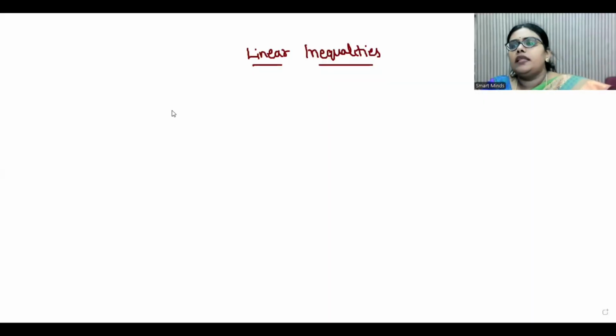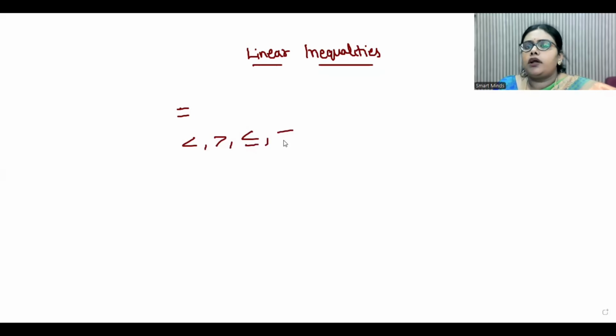Let us cover linear inequalities today. So what do you mean by inequality and what do you mean by equation? Equation means when an expression has an equal to symbol, and inequality is when it has less than or greater than or less than equal to or greater than equal to. This is a linear inequality.